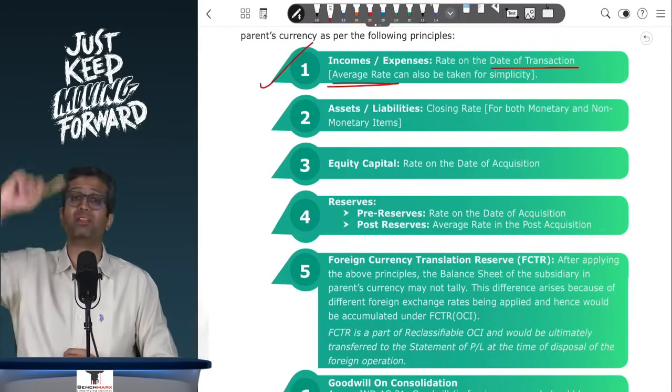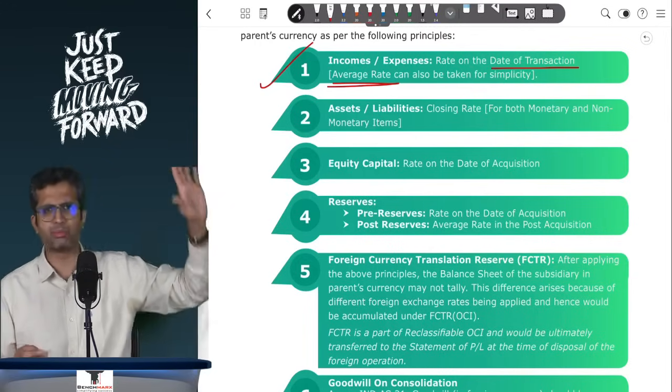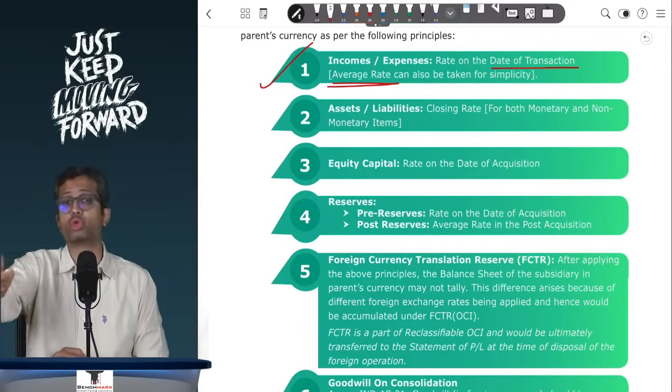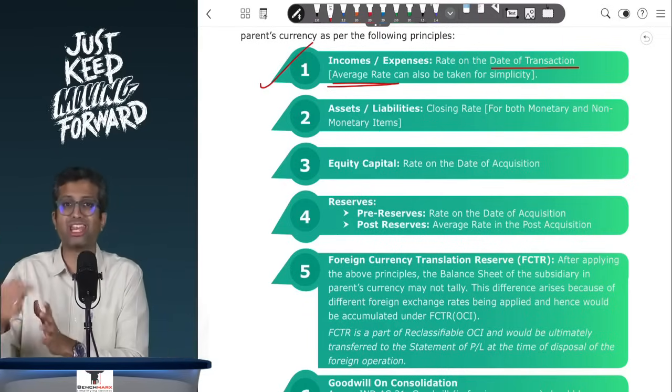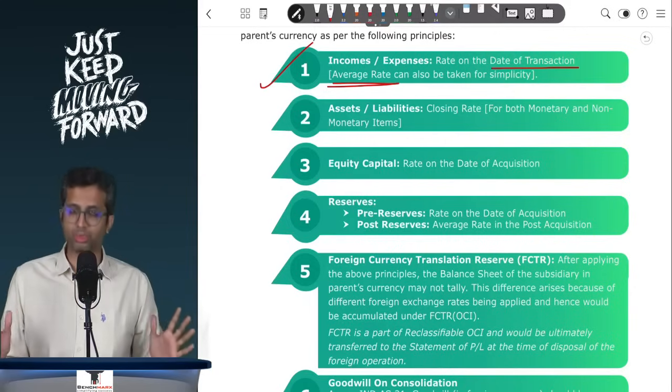So, share capital will be at the historical rate. This is the rate as on the date of acquisition. Like JLR may be incorporated in the 1950s. However, Tata Motors acquired a controlling stake in 2010. Then, your equity share capital will be converted at the rate on the date of 2010, and after that there will be no remeasurement. Own equity cannot be remeasured.